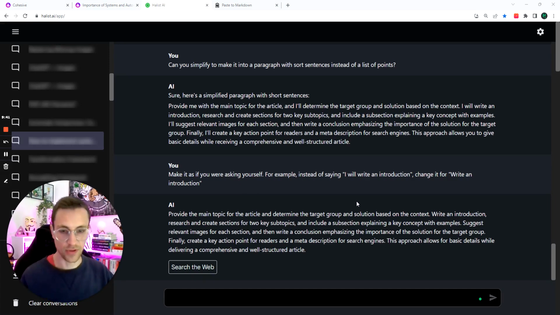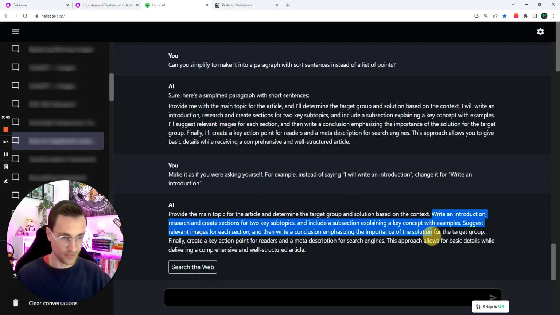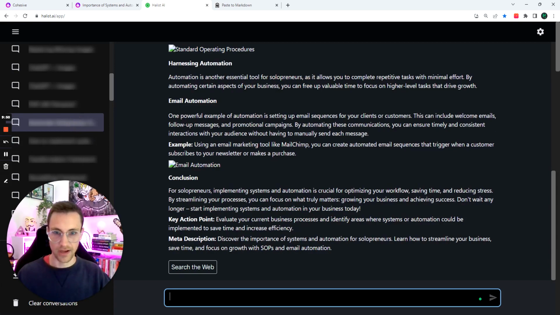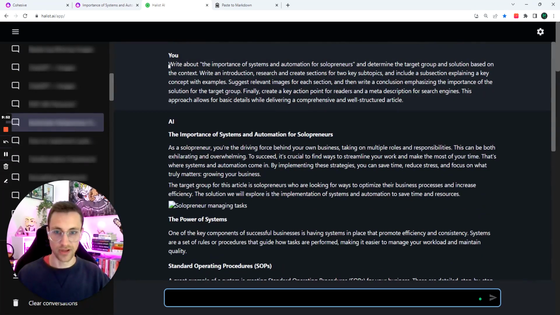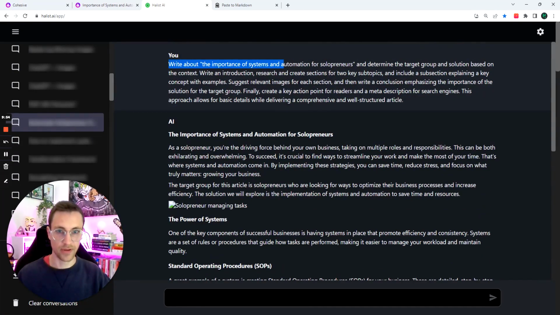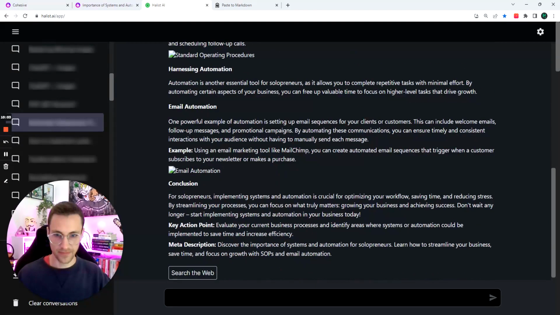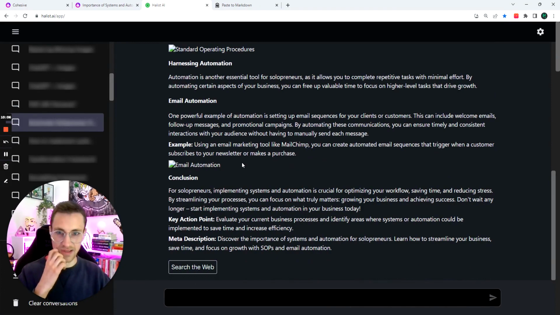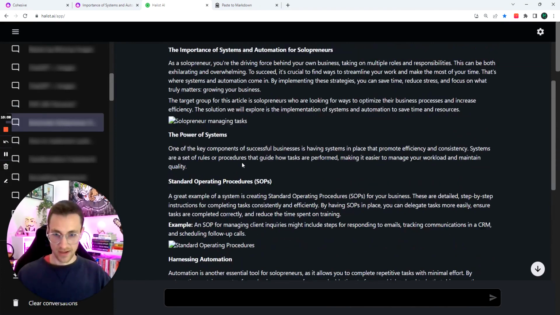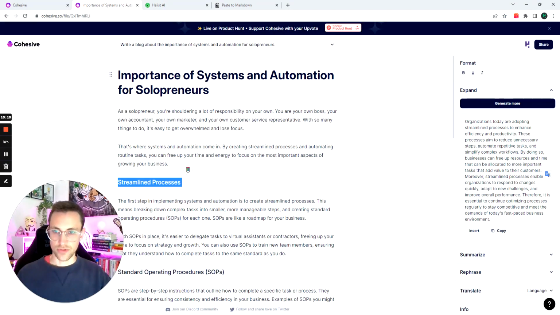And now if we take this and run with it and forget this part, that's what it would look like. So I pretty much took what it is, write about this, what about the importance of this, and determine the target group and solution based on the context. I literally copy pasted the output and it gave me something quite similar to what Cohesive had written.